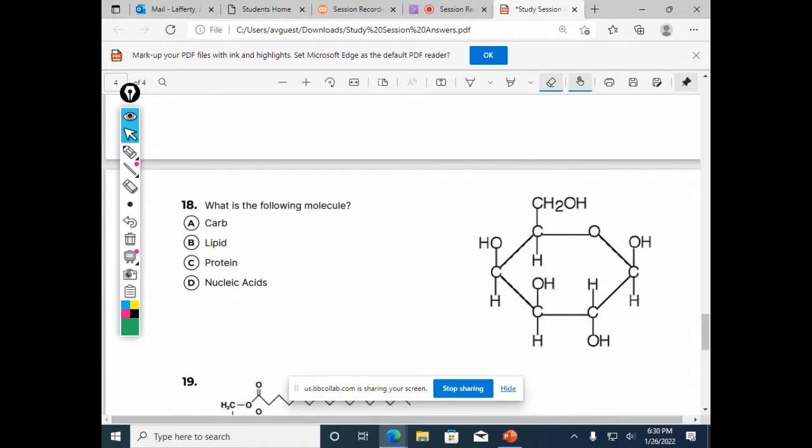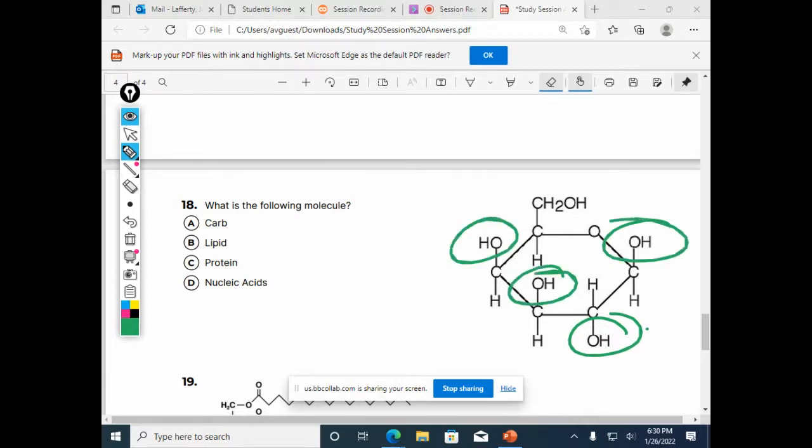What's that molecule? How do you know it's a carb? Lots of hydroxyls. Good. So hydroxyl, hydroxyl, hydroxyl, hydroxyl. Does anybody remember what that's called? Actually, no, that's not it. Never mind.